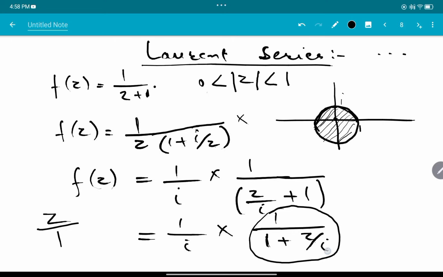z by i, where the modulus of i is 1. This is, for example, i. That is why its modulus is 1, and z is the radius of this. And z divided by 1 is less than 1 here. This is less than 1. I'm sorry, so I was wrong.